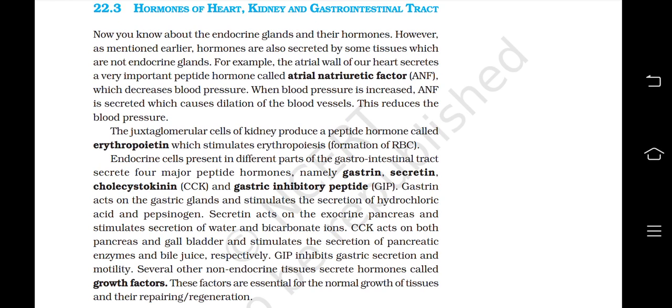Gastrin acts on the gastric glands and stimulates the secretion of hydrochloric acid and pepsinogen. Secretin acts on the exocrine pancreas and stimulates secretion of water and bicarbonate ions. CCK acts on both pancreas and gallbladder and stimulates the secretion of pancreatic enzymes and bile juice respectively. GIP inhibits gastric secretion and motility. Several other non-endocrine tissues secrete hormones called growth factors. These factors are essential for the normal growth of tissues and their repairing and regeneration.